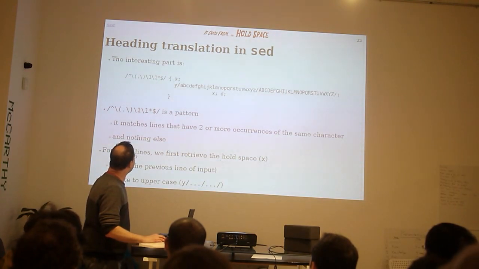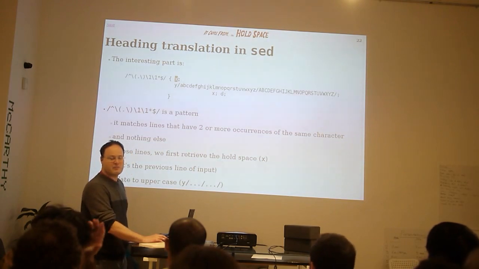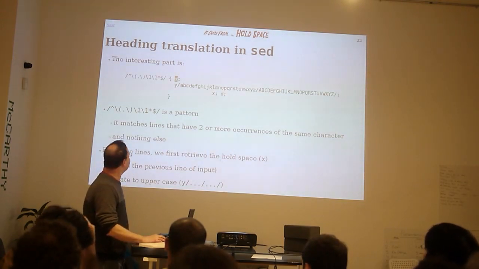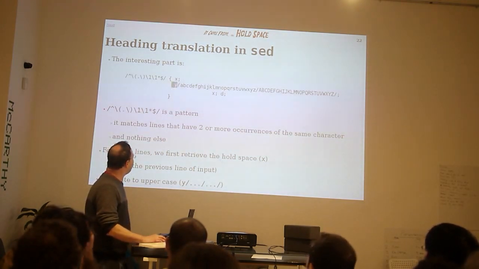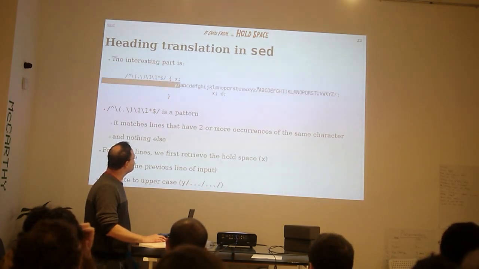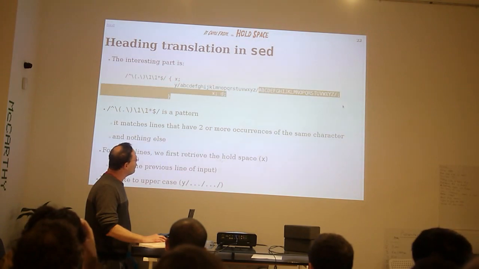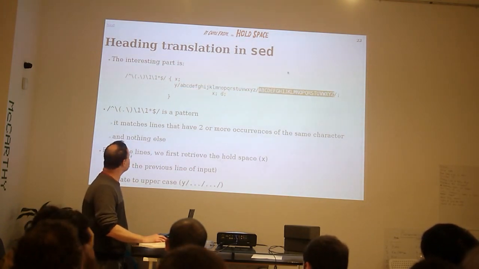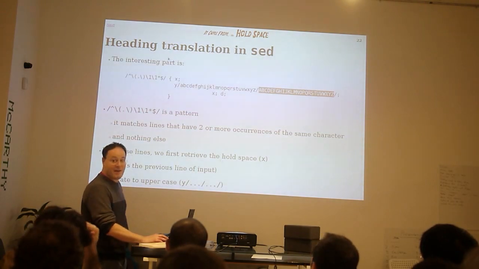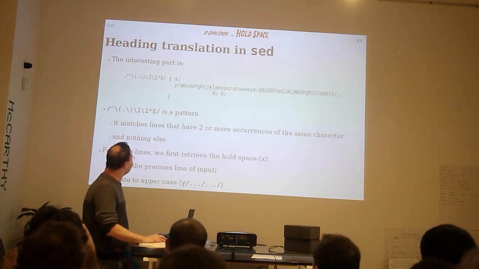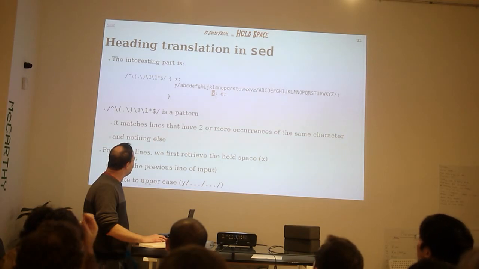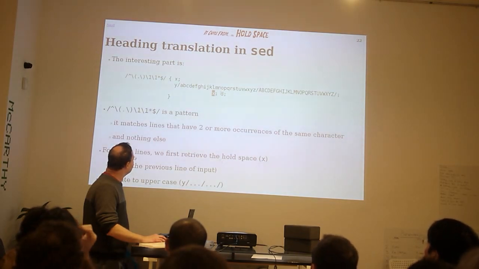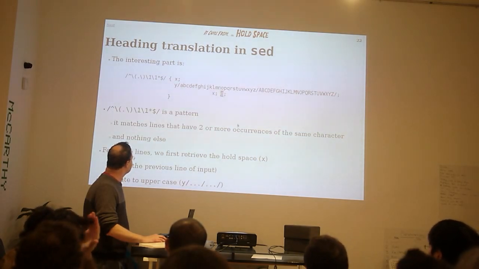If it's an underscore, we are going to fetch back the previous line, the line that's being underscored, from the hold space. Then y here means to transliterate character by character. And it means replace these characters with the corresponding characters from this side. So replace all the lowercase letters with uppercase letters. That's in the line that we just got back from the hold space. And then stick this back in the hold space and throw away the underscores.